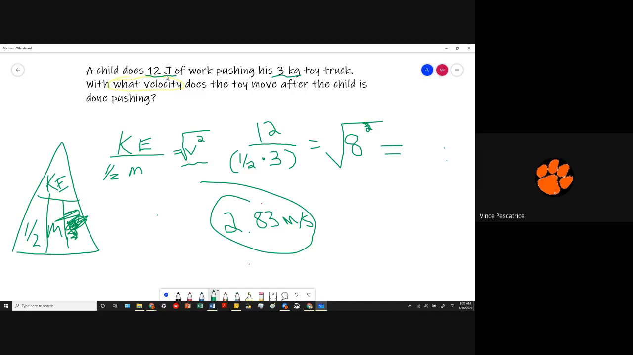So what you do is you plug in your variables. Right here is the 12 joules of energy. That's going to go here. Your 3 kilograms goes down where the mass goes, down here. And then the 1/2 stays there. So when you run that through a calculator, you're going to come up with 8. That would be representing v squared. So you need to take the square root of 8 to get your final answer, which is 2.83.